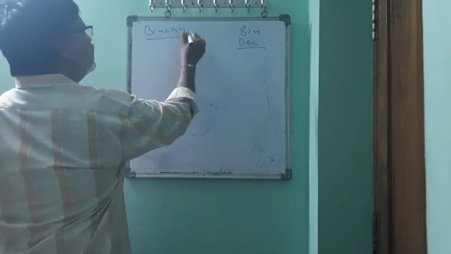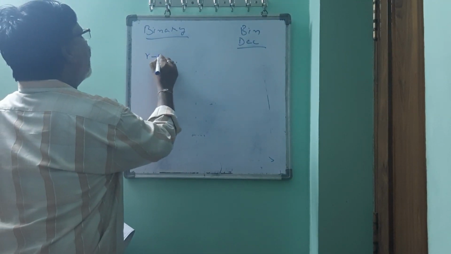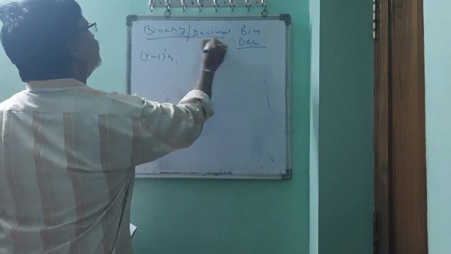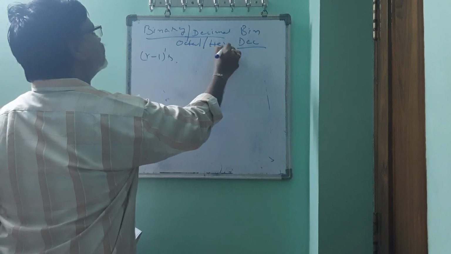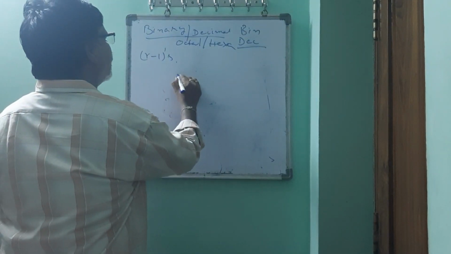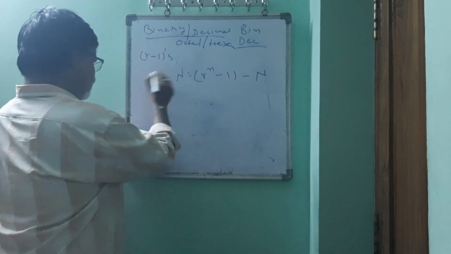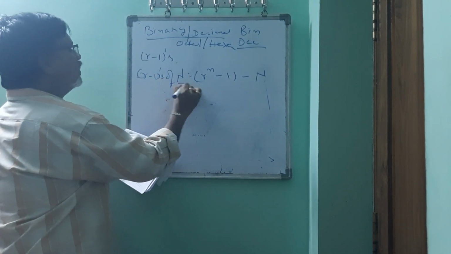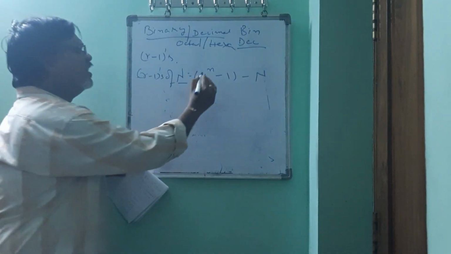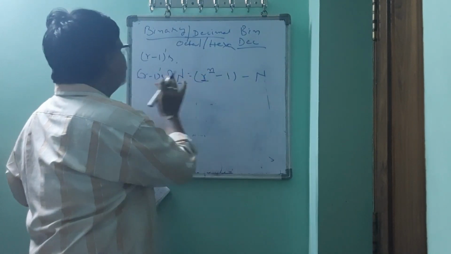the binary number system. Whatever the system is, binary, decimal, octal or hexa, if you want to calculate the r minus 1's complement, the formula is r power n minus 1 minus N, for the given number N. Here r is the radix, and n stands for the number of digits in the given number. So r power n minus 1, and minus the original number.